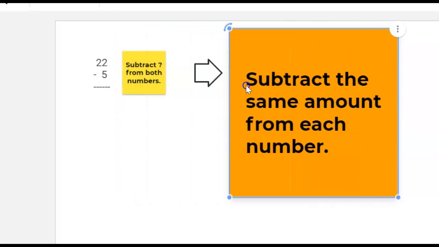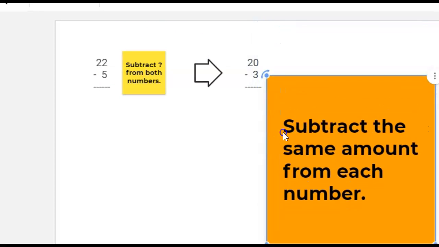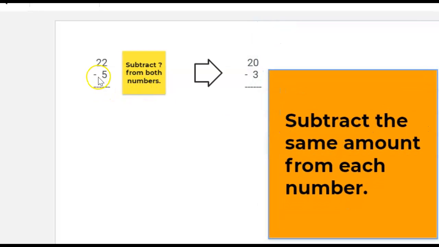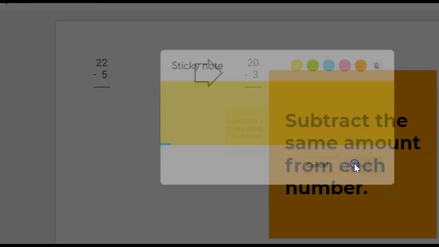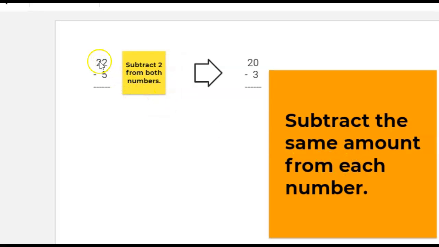So what I'd like you to think about doing is subtracting the same number from 22 and 5. In this case, if you compare 22 to 20, we subtracted 2. So in this case, we're just subtracting 2 from both numbers. So 22 minus 2 is 20. We have to keep things balanced. So 5 minus 2 is 3. And let me show you that this really does work.